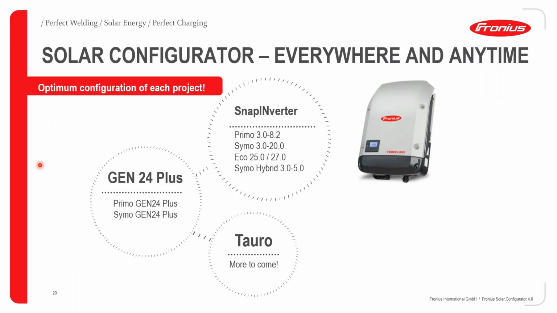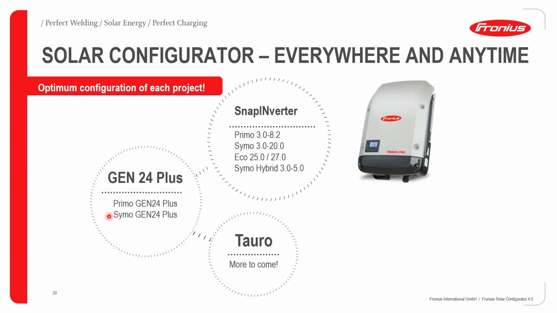Okay, so what inverters can you find on the platform? You can find the whole list of Fronius Snap inverters. That would be the Primo range, which is our single phase inverter, starts from 3 kilowatts, goes up until 8.2. You'll also be able to find the Symo range, which is our 3-phase inverter range starting from 3 kilowatts up until 20 kilowatts. You'll also find our 3-phase Eco, and you will also find our Symo Hybrid, which is our Snap inverter 3-phase hybrid inverter.